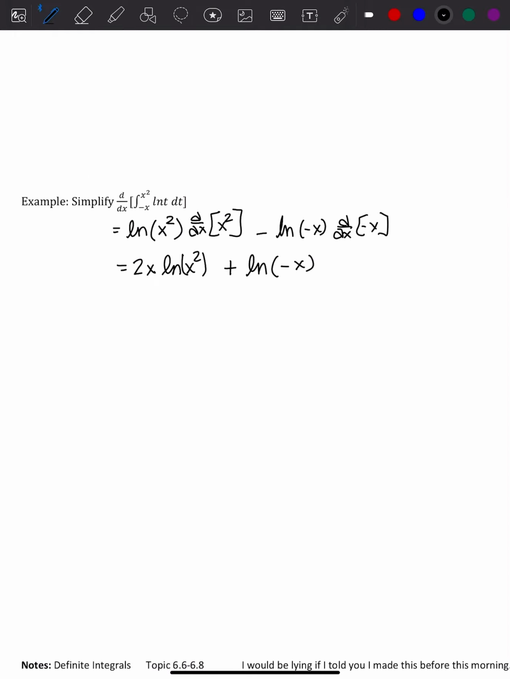And there would definitely be some caveats here because natural logs can't have negative numbers in them, so we would only be looking at negative x values for this particular answer, but that is beside the point. So this is what we would use it for.